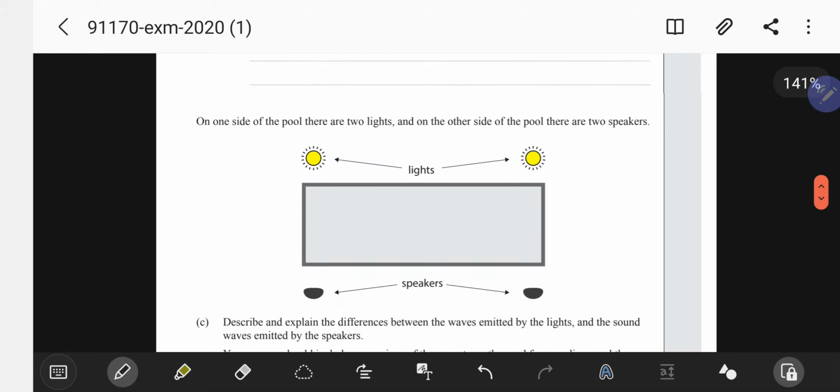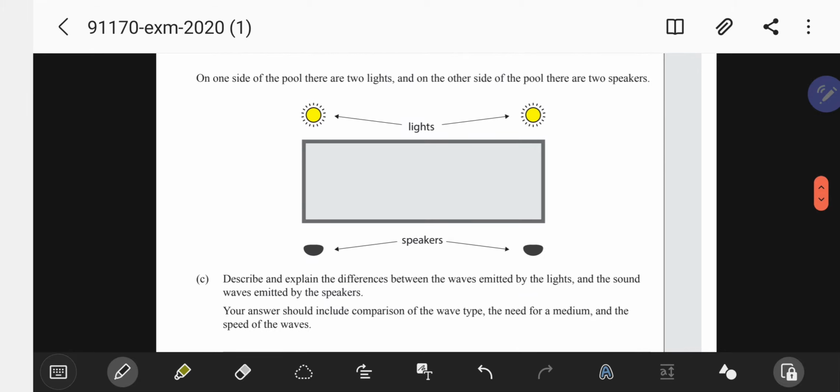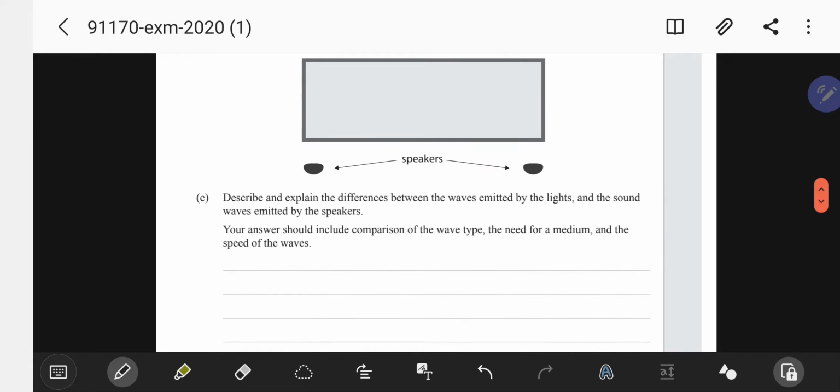Moving on to question C. On one side of the pool there are 2 lights, and on the other side of the pool there are 2 speakers. Describe and explain the differences between the waves emitted by the lights and the speakers. So that'll be the type of wave emitted. Answer should include a comparison of the wave type, need for a medium, and the speed of the waves.